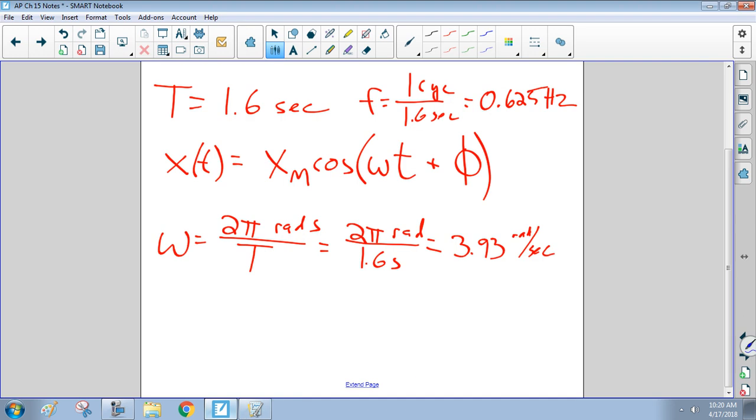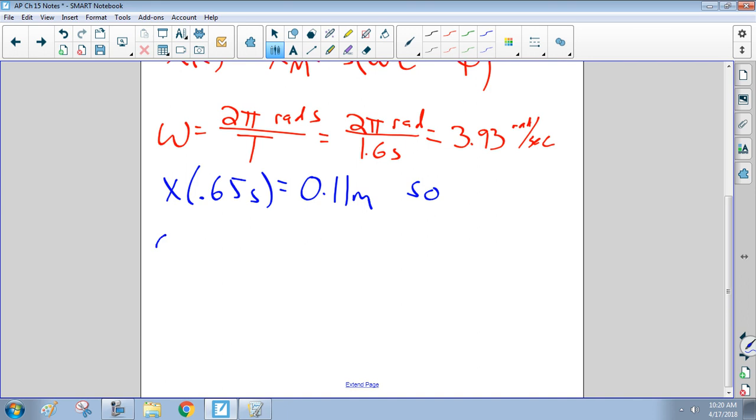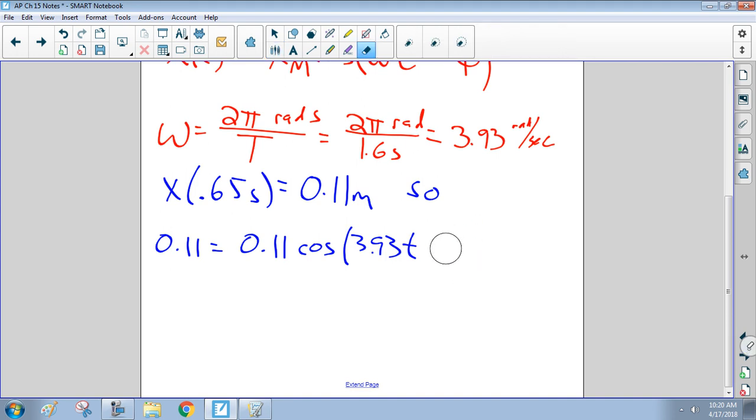So here we go. x of 0.65 seconds is 0.11 meters. So 0.11 equals x max, which is 0.11, times the cosine of omega, which is 3.93t, plus phi. Oh, what did we decide t was? T was, what did we say, 0.65?